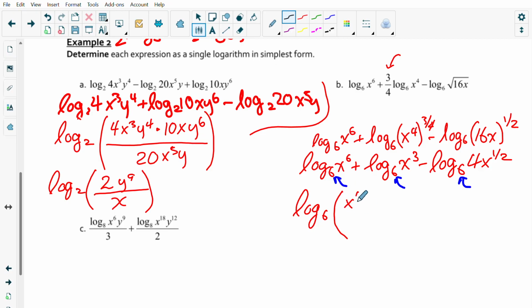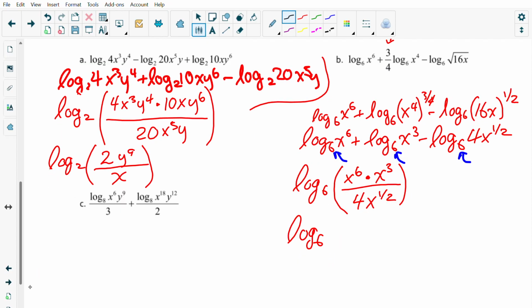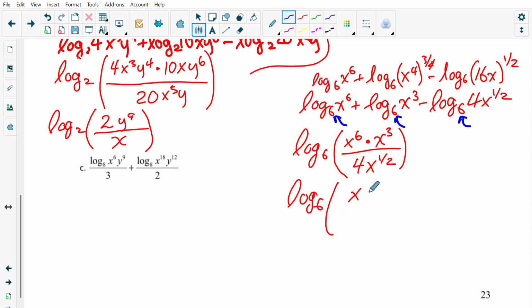So I have x to the 6th, so I'm applying the product law to the first two terms, x to the 6th times x to the 3rd, divided by, quotient law, 4x to the 1/2. Okay, let's simplify. Log base 6 of x to the 9th divided by 4x to the 1/2.